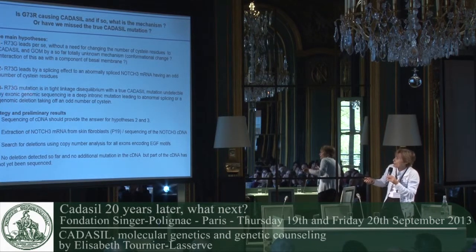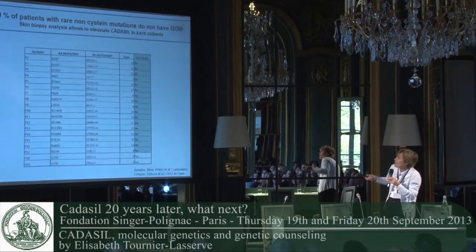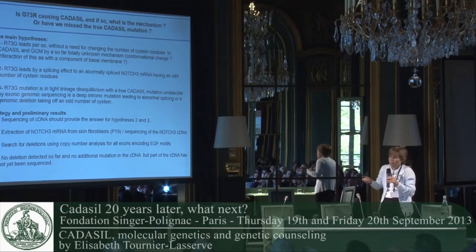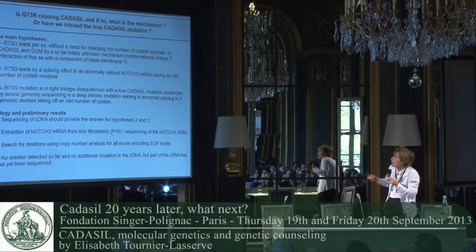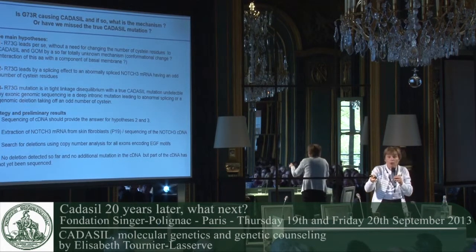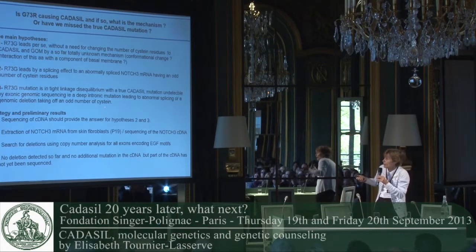Another hypothesis is that this mutation is really in tight linkage disequilibrium with the real mutation, and we have missed the real mutation. Why? Because we have sequenced exons and intron-exon junctions, but there could be a very deep intronic mutation leading to abnormal splicing, or a deletion, and if we have a deletion, we are sequencing only the normal allele.